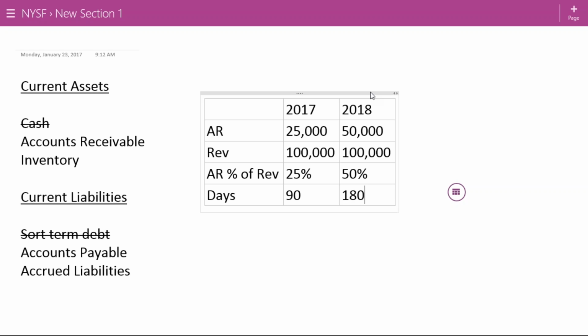And for each line, we want to look at what's the comparative operating item. So in other words, inventory is related to cost of goods sold, not revenue. Accrued liabilities is related to OPEX, because it's expenses. You've got to just think about what line item this is referring to. Okay?